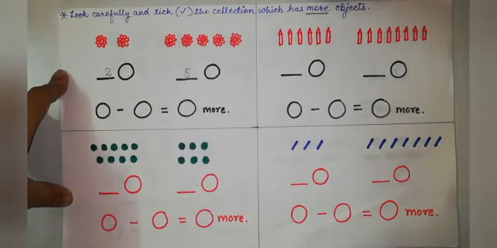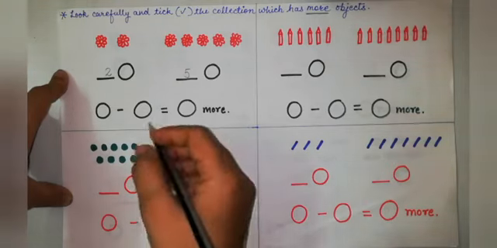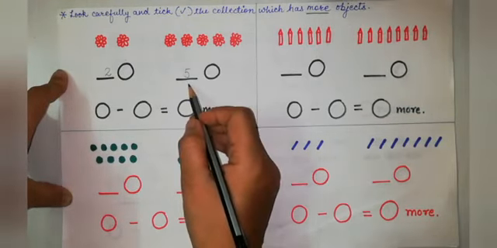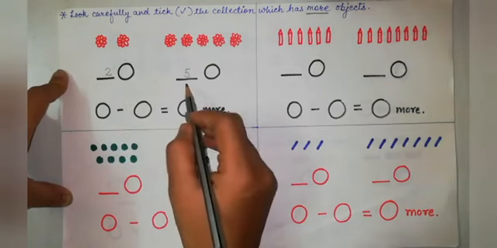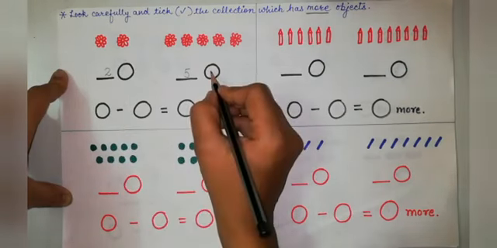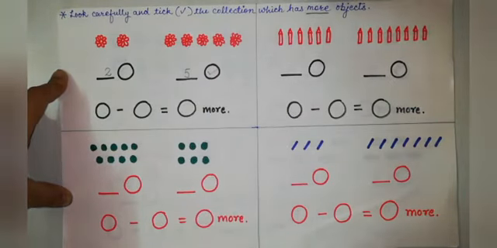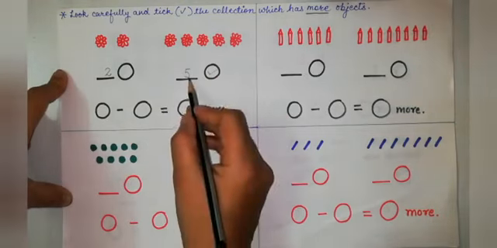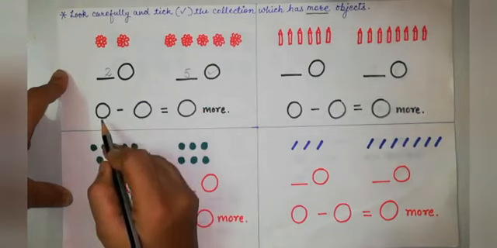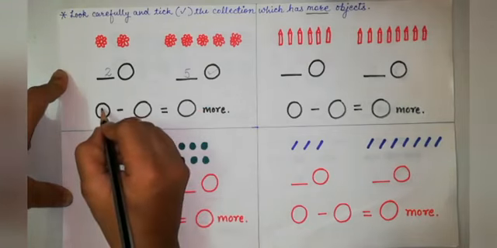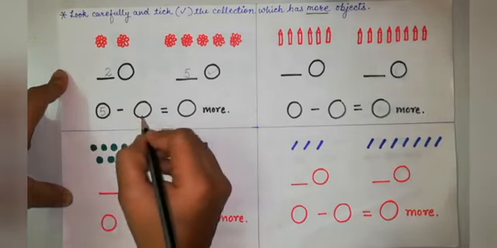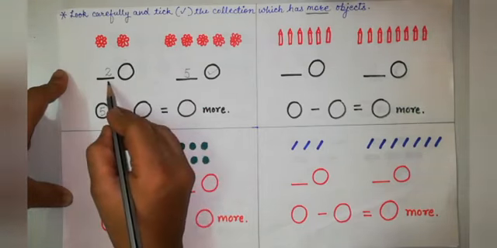Now, as the question said, we have to give tick mark on the more sides object. So here, which side is having more flowers? 2 or 5? Yes, it is right side. And how many flowers are there on the right side? 5 flowers are there on the right side. Now we have to subtract these numbers. So in the first circle we will write the greater number, and in the second circle we will write the smaller number.